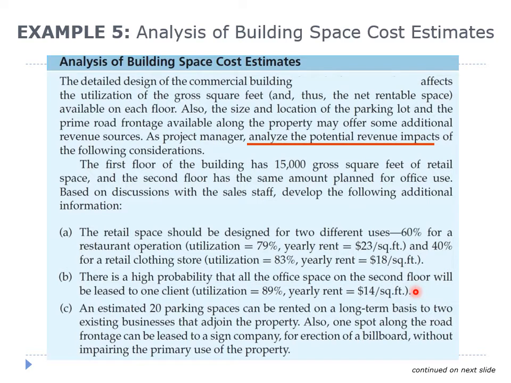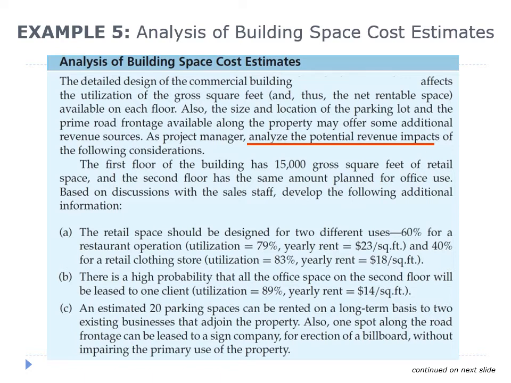B. There is a high probability that all the office space on the second floor will be leased to one client with utilization of 89% and yearly rent of $14 per square foot. C. An estimated 20 parking spaces can be rented on a long-term basis to 2 existing businesses that adjoin the property. Also, 1 spot along the road frontage can be leased to a sign company for erection of a billboard without impairing the primary use of the property.